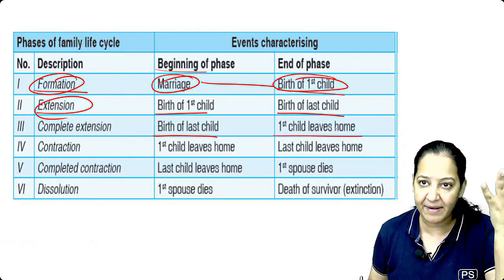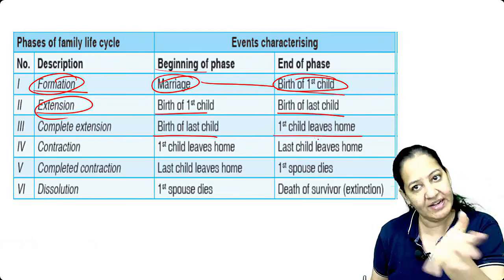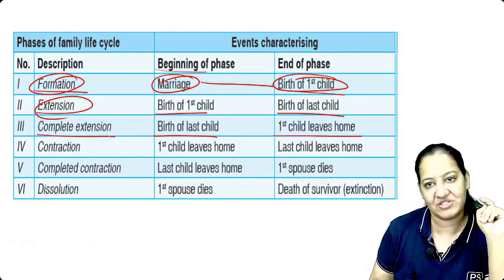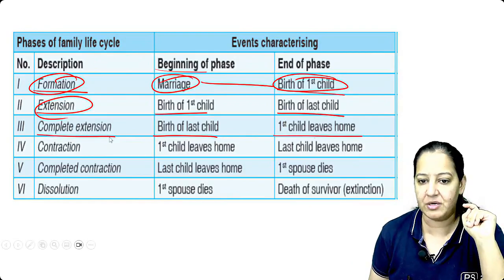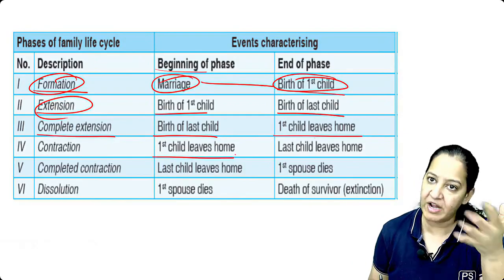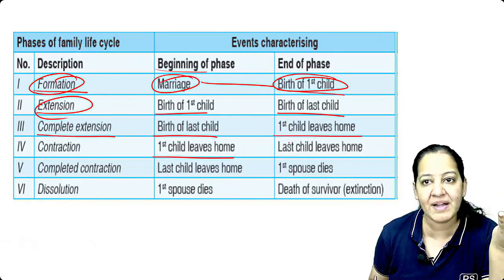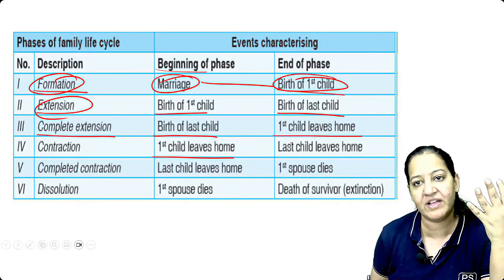Now, the first child will become an adult. He will also get married and he will leave the home with the wife and with the family. So it is complete extension. It is known as complete extension. Now, from the first child leaving the home, one by one, all the children will get married and they will also leave their home. They will become independent one day, after more than 18 years. They will keep on living.